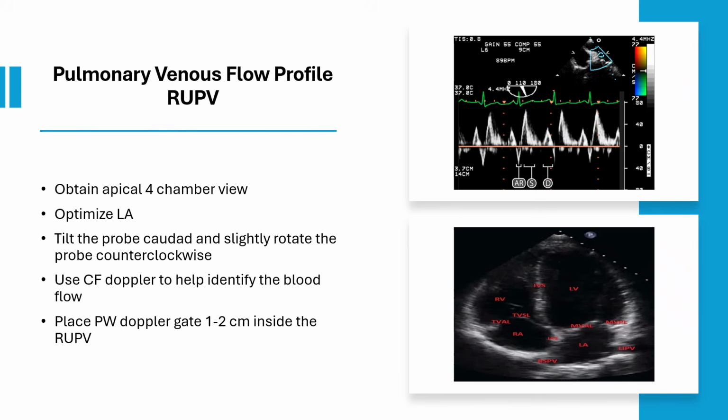Then you use the color flow Doppler to help identify the blood flow in the right upper pulmonary vein, followed by placement of a pulse wave Doppler sampling gate approximately 1 to 2 centimeters within the right upper pulmonary vein. And on the top right part of the screen, you see a typical spectral Doppler profile of a pulmonary vein, which has a reverse wave or atrial reverse wave, systolic wave or S wave, and diastolic wave or D wave.